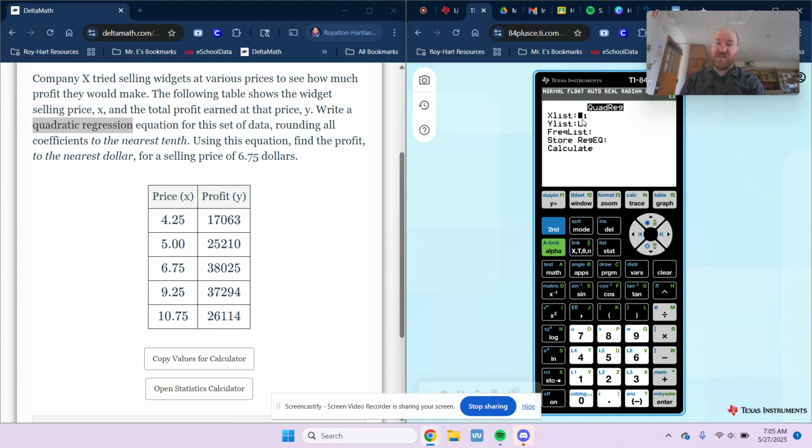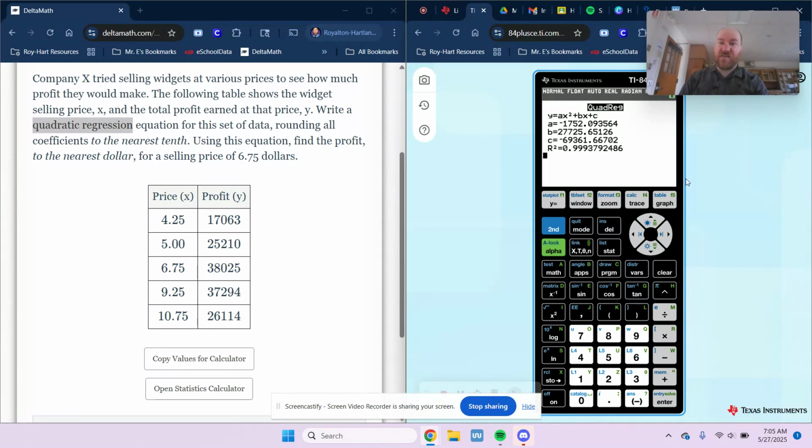And then it's going to ask, what's the X list you want to use? Well, our X list is L1, our Y list is L2. If you need to change those, they're all listed on the first 6 buttons of the calculator keyboard, right? You see number 4 in blue, it says L4. So if I need to change it to L4, I would hit second the number 4. You leave your frequency list blank, you leave your store reg EQ blank, and then you go to calculate, and it's going to give you all the pieces of data for the equation.